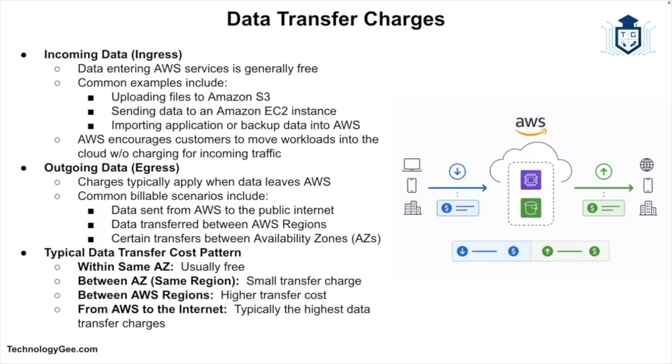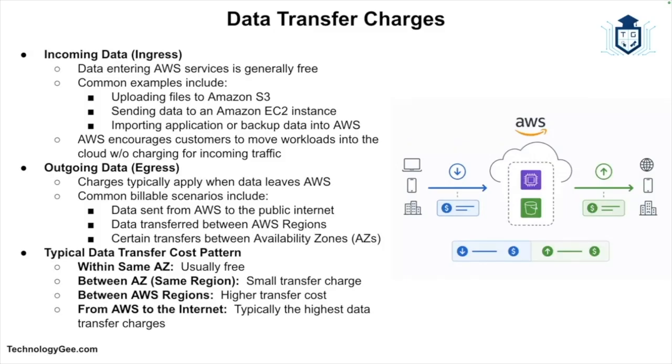Then we have what is called outgoing data. This is also known as egress, and this is where costs start adding up, because you are charged for data that leaves AWS to go to the internet. You're also charged for data transferred between regions, and sometimes even between availability zones. So let me go ahead and break this down.